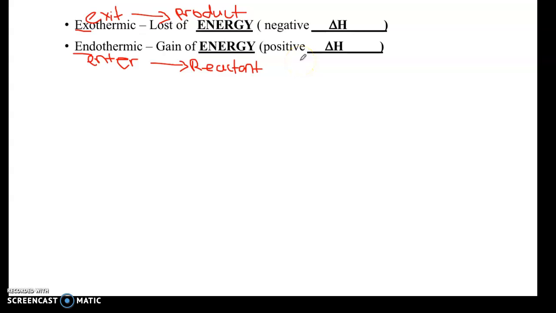Now, one thing I wanted to say is whatever happens to your reaction will happen to your delta H. So if your reaction is doubled, your delta H will also be doubled. If your reaction is cut in half, your delta H is also cut in half. So maybe instead of starting with 2 HCl, now you're starting with 4 HCl. That means that your delta H for that HCl is also doubled. They work together.